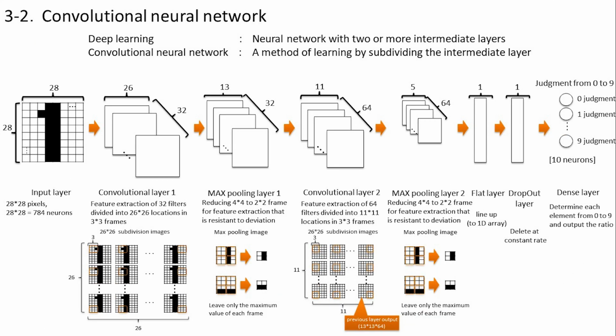Here is a rough diagram of the convolutional neural network we will be using. First, deep learning refers to neural networks with two or more intermediate layers.